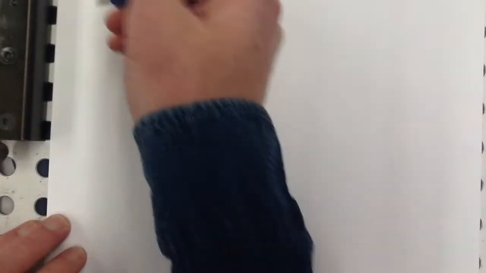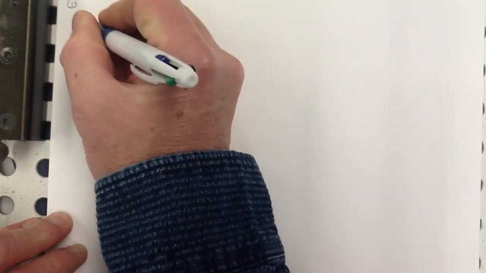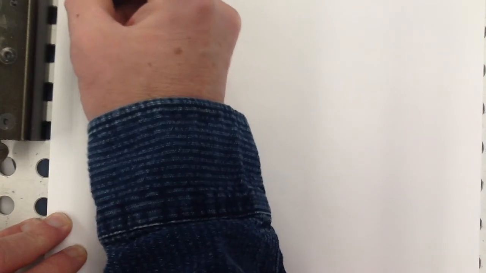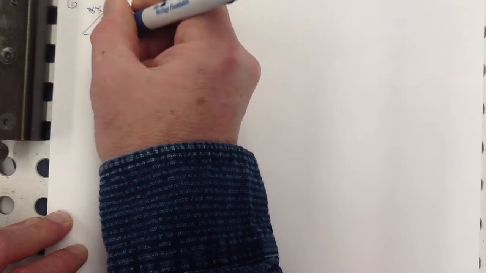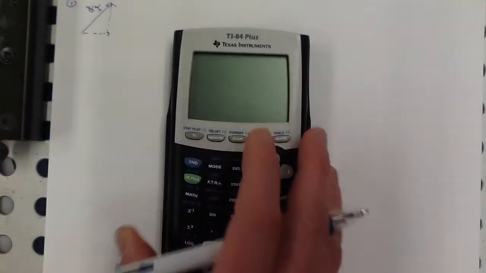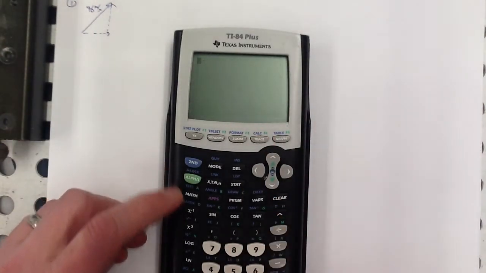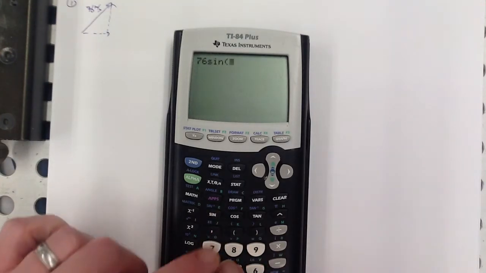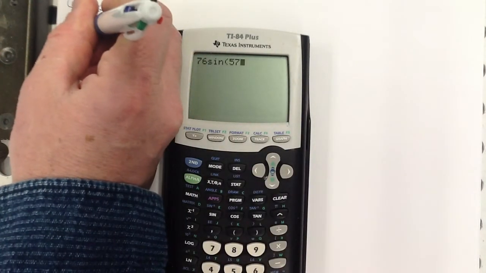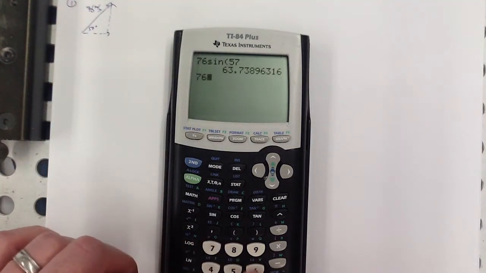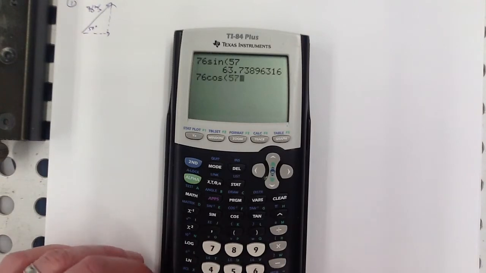Let's make a little sketch. 57 degrees, so that's more than 45, maybe something like that. Here's my 76 meters per second. I'm going to have to break that into the sine and cosine components: 76 times the sine of 57. Let's draw my 57 in there. And 76 cosine 57.